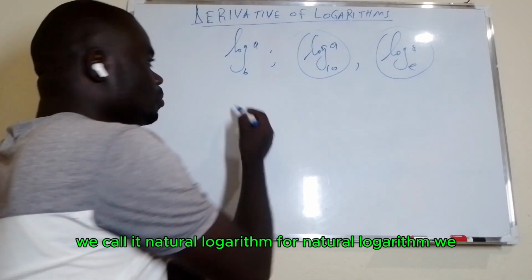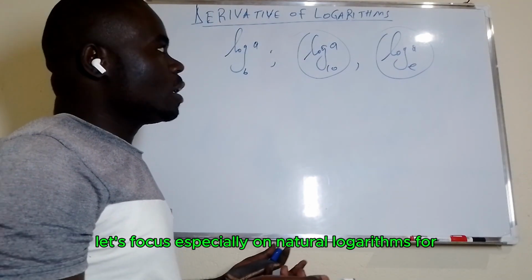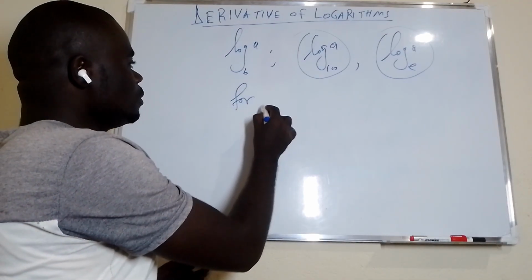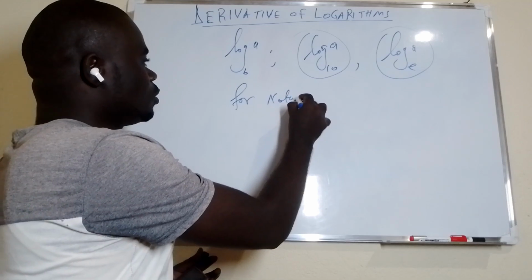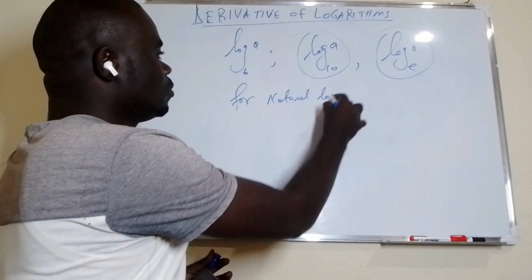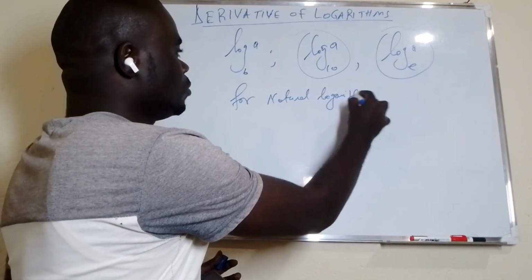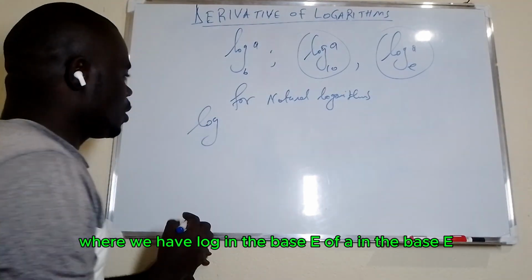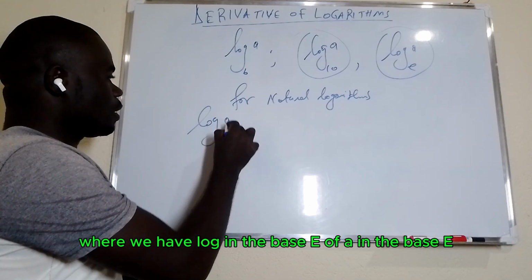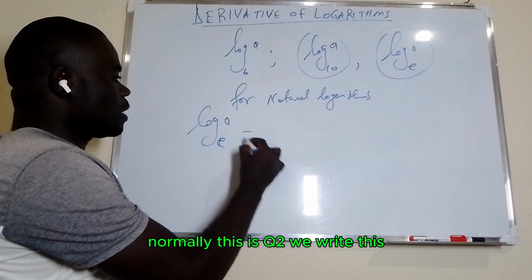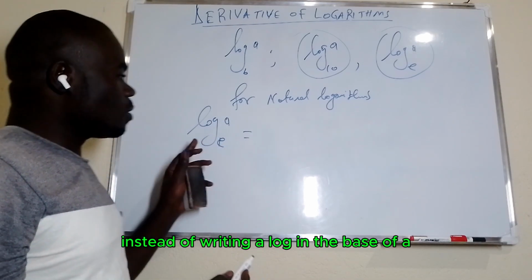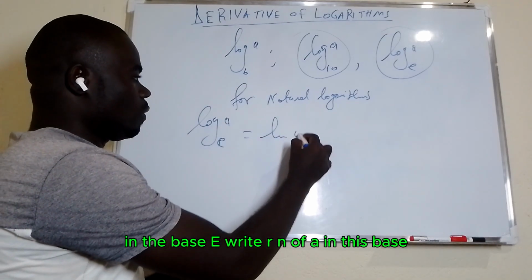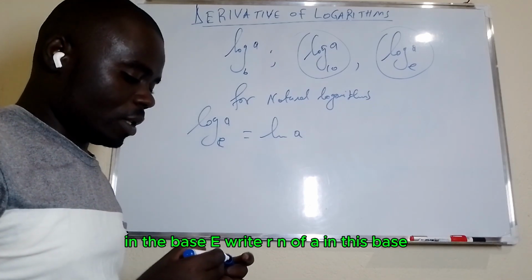Let's focus especially on natural logarithms. For the natural logarithm, where we have log in base e of a, instead of writing log in base e of a, we write ln of a.